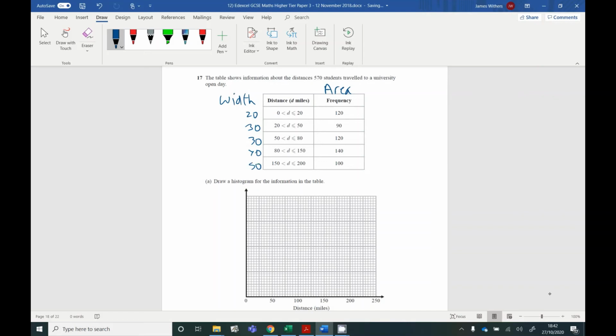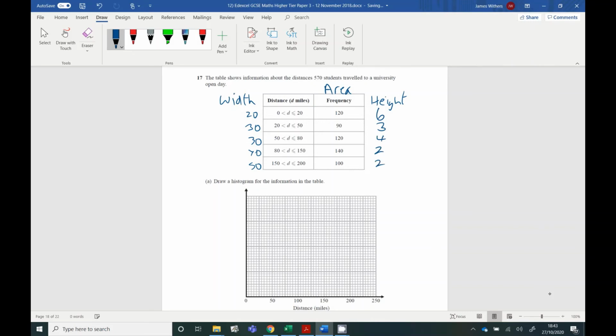So when we're trying to work out the height of each bar, remember, for the area of a rectangle, it's width times height equals area. So the height is going to be the area divided by the width. So 120 divided by 20 is 6. 90 divided by 30 is 3. 120 divided by 30 is 4. 140 divided by 70 is 2, and 100 divided by 50 is 2. So those are the heights of each of our bars.